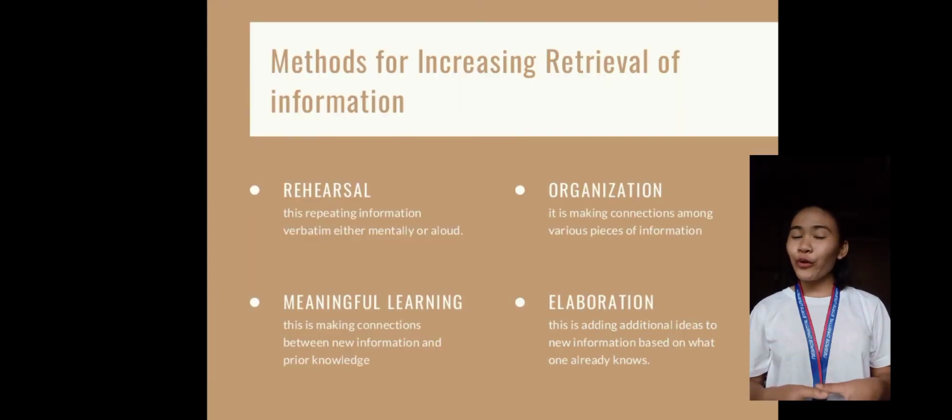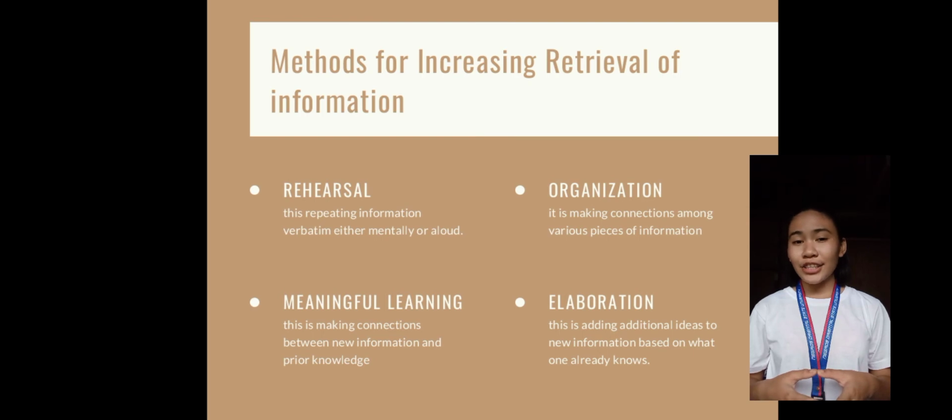So we will move forward to methods for increasing retrieval of information. This includes the methods the learners can use to remember and retrieve information. Let's start with rehearsal. This is repeating information verbatim, either mentally or aloud. Example, you are going to memorize a poem and you are reading it aloud again and again. This is the common and effective method of retrieving information.